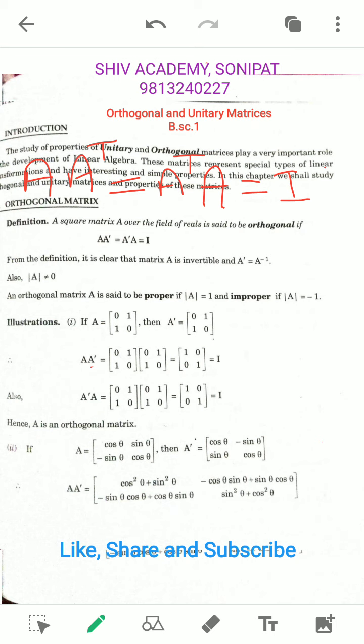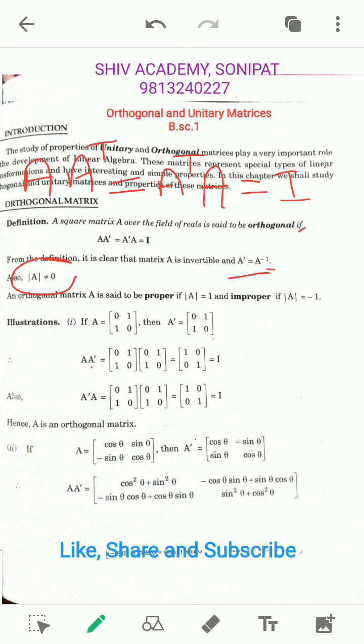So if we are having A transpose A equal to identity matrix, then we say that this matrix A is orthogonal. And from here we can get that A transpose equal to A inverse. If a matrix is orthogonal, it means its transpose is equal to its inverse. That's why we can say that determinant of A is also not equal to 0, which means matrix A is non-singular.